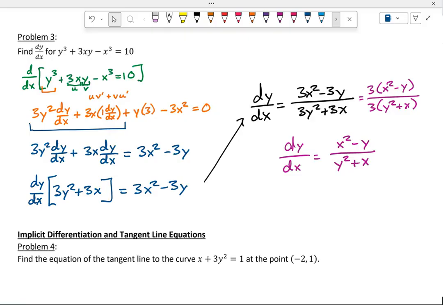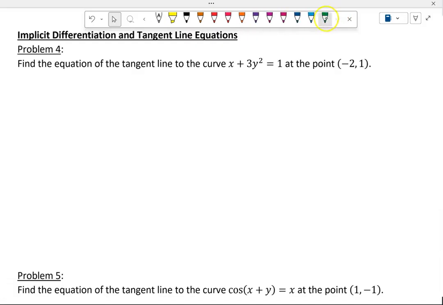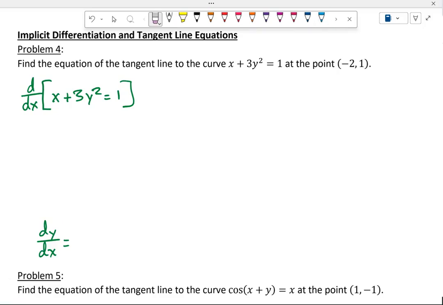Is everybody good with problem 3? Okay. Problem 4. We want to find the equation of the tangent line for that curve at the point (-2, 1). So I want you guys to start it out. d/dx of, hey, this is a lot easier, just x plus 3y squared equals 1. Find the derivative. What is dy dx? All right, ladies and gentlemen, looking at the time, let's go ahead and finish this one up real quick. And then I'll just have a thing to talk about on the last one. We won't have time for it, but that's okay.